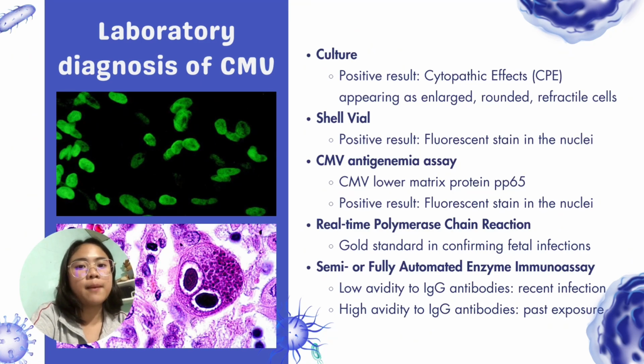However, isa pa to sa mga limited lang yung gamit niya. So nevertheless, this method is helpful in distinguishing past exposure and current primary infection. So low avidity to IgG antibodies signifies recent infections, while high avidity to IgG antibodies signifies past exposure.